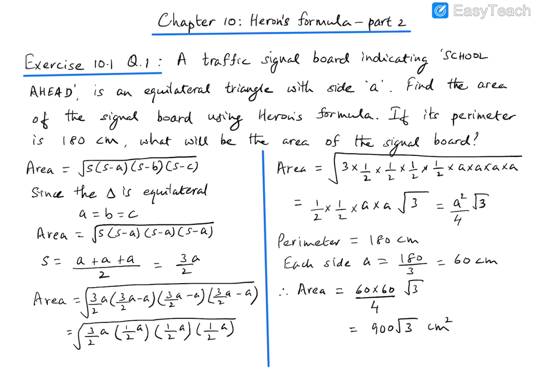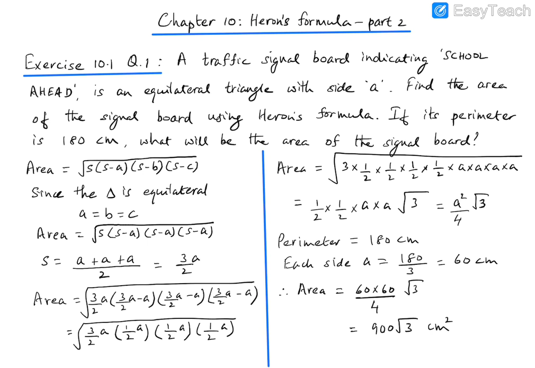So from that, we computed the length of each side, and we obtained that as 60 centimeters. So the area is 60 squared, which is 60 into 60 divided by 4 into root 3. So we get that as 900 root 3 square centimeters. Okay, so that's the area of the equilateral triangle.